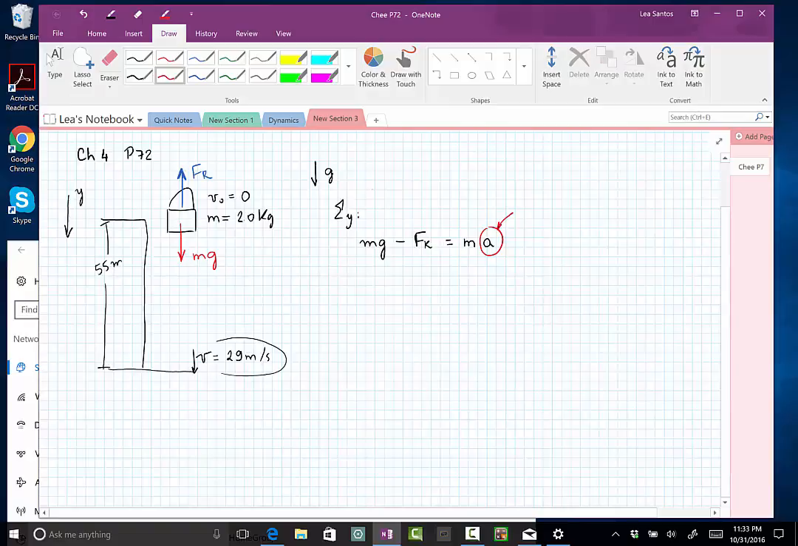Well, what is the question of the problem? They want to know this one. Now, what is the force of air resistance? I know the mass, I know g, but do I know a? I don't know a, but I can find a. How am I going to find a?